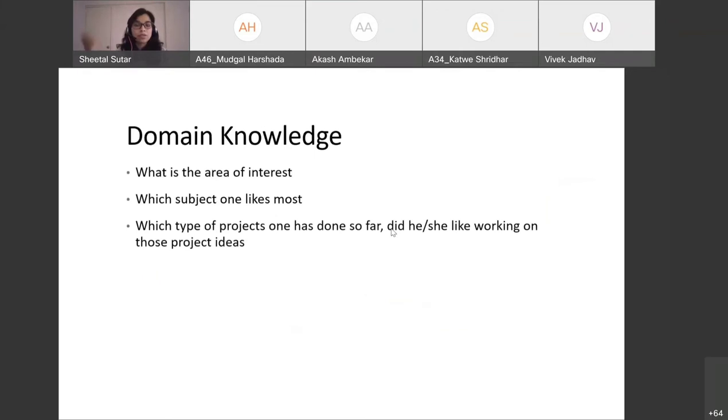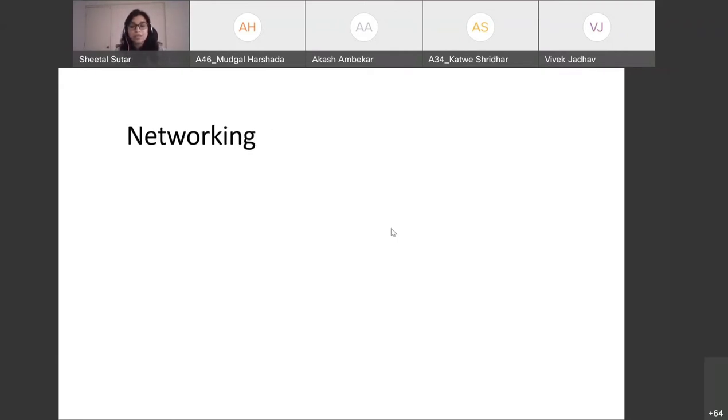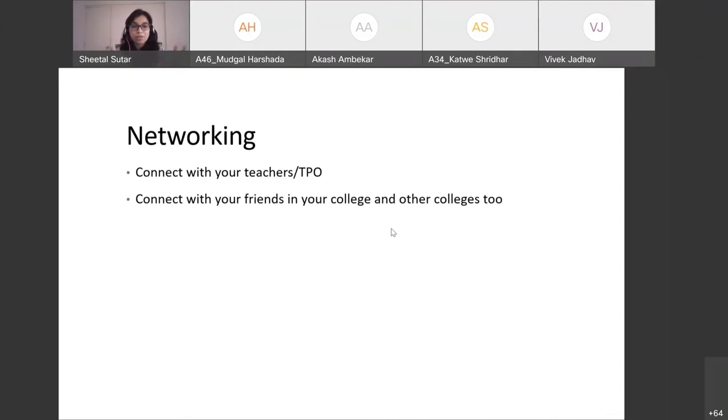We discussed domain knowledge, like you should know which domain you are an expert in, what your strengths are, what ideas you have worked on in the past and how you performed there. That will help you gain confidence that these are your strength areas, this is the domain you are interested in. And networking, as we discussed, you should have all your wires spread everywhere, getting information from all over the people around you.